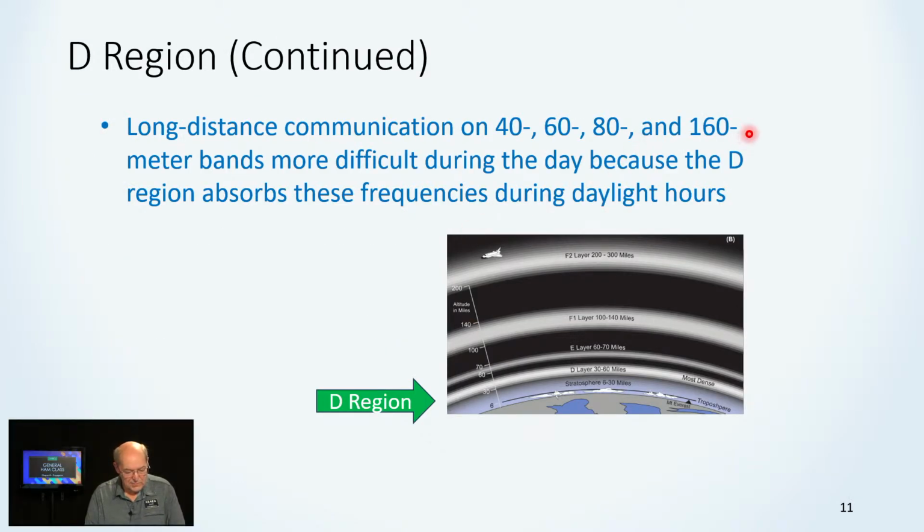And here we've got some of that information in the context of the way the wording is in the pool. Long distance communication on 40, 60, 80, and 160 are much more difficult during the day because the D region absorbs these frequencies during daylight hours.